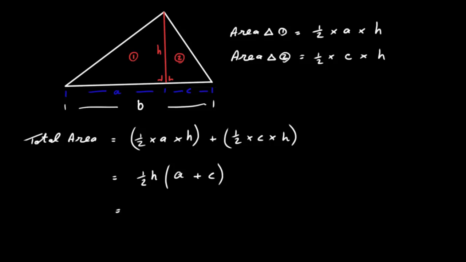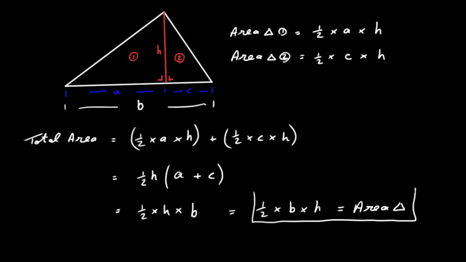So what am I actually left with here? I'm left with a half times H outside the bracket here, and that's going to be multiplied by A plus C. But if you look at A plus C here, if you add A and C, you just get B here, the base. So we end up with half H times B, or the way I have it written up here is just half the base times the height. And this is the area of any triangle, really. So it's the same result that I got in the previous video.